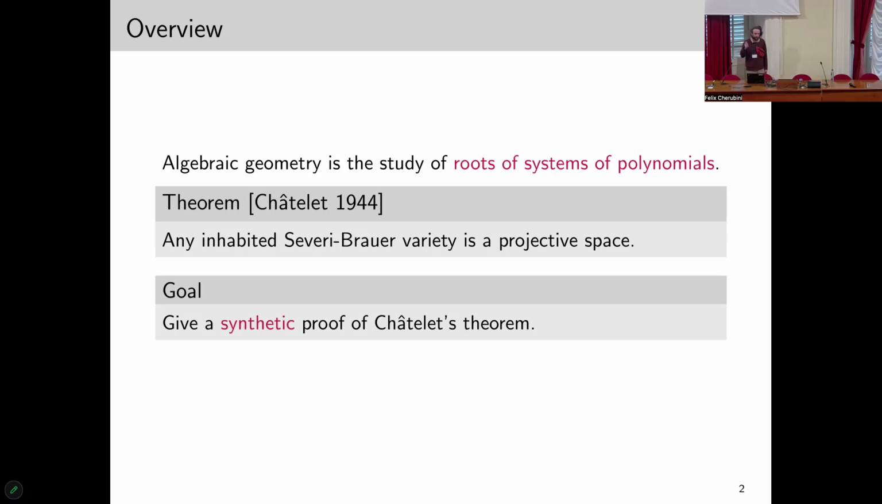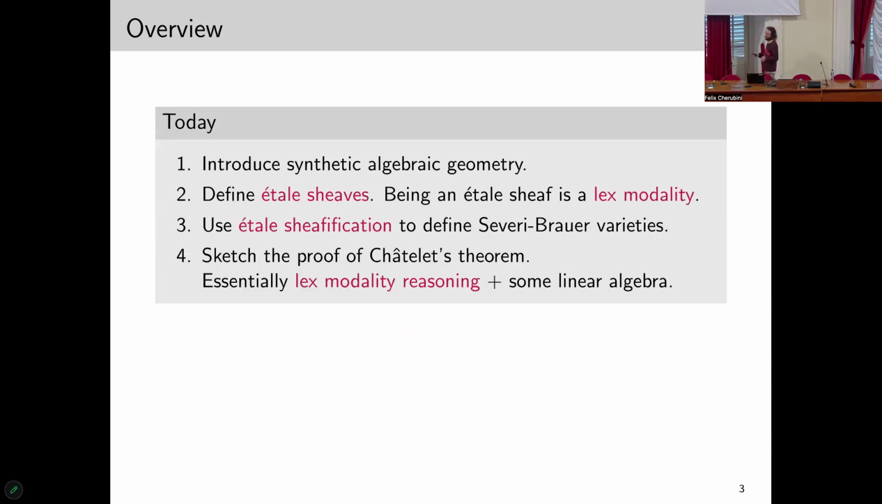Our goal here is to give a synthetic proof of this result. So how will I proceed? First I will introduce synthetic algebraic geometry, an extension of homotopy type theory by a bunch of axioms. Then I will define étale sheaves, and we will see that being an étale sheaf is actually a Lex modality in homotopy type theory, which makes it fairly convenient to work with. In particular, we have étale sheafification. From this, we define Severi-Brauer varieties very easily. And then I will sketch the proof of the theorem from this definition.